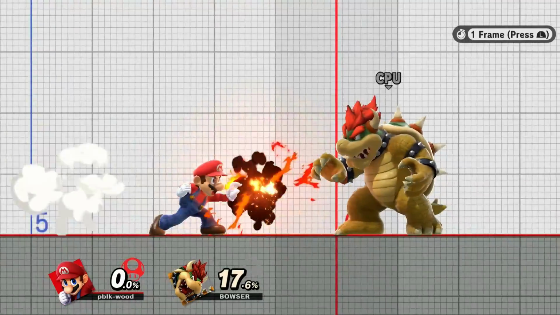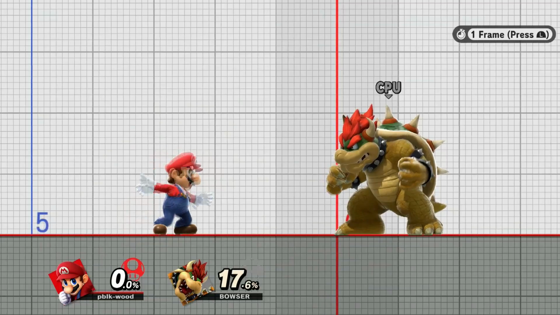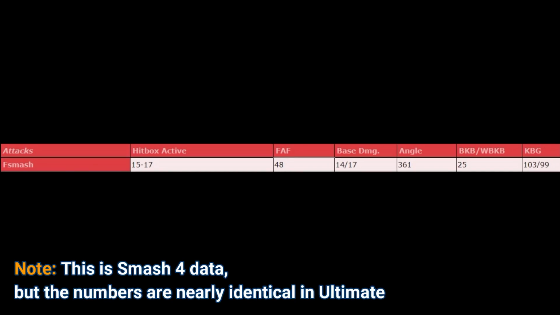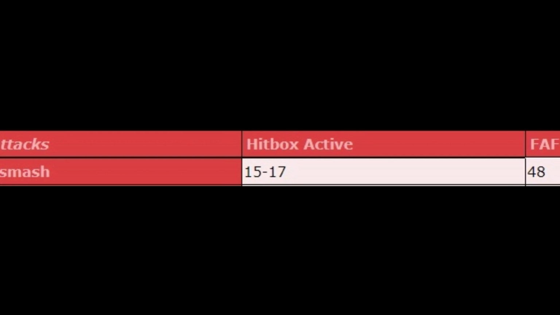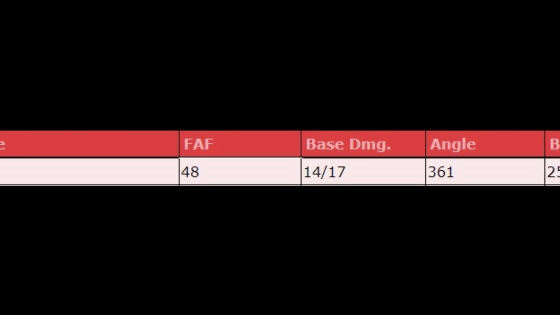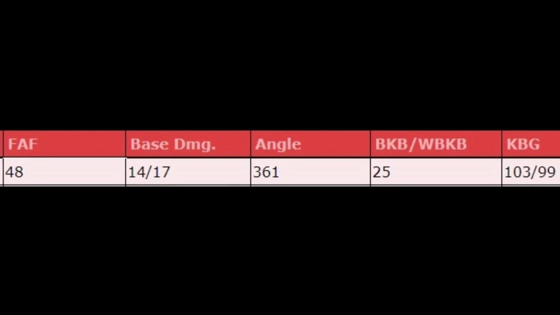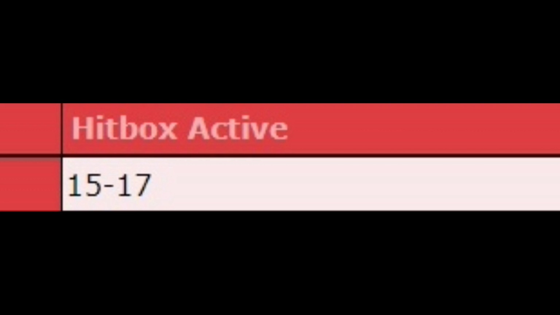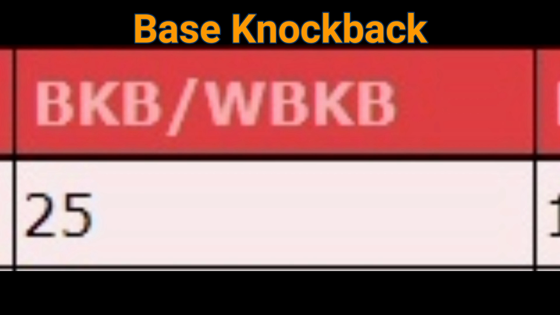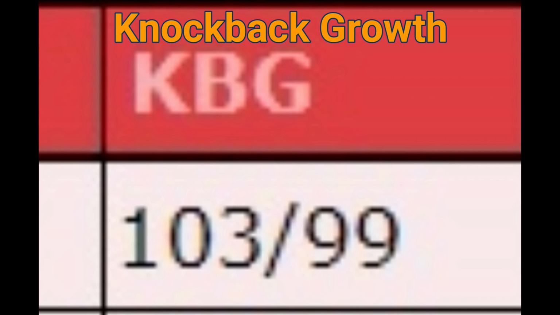So I'm going to use a simple move like Mario's forward smash to walk through the different aspects of frame data. Here is a frame data table from Kuragane Hammer covering Mario's forward smash. It's a pretty typical example of what you can expect from most frame data tables, and it covers most of the relevant elements of the move. At the top you can see sections for hitbox active, FAF or first actionable frame, base damage, launch angle, BKB or base knockback, and KBG or knockback growth.